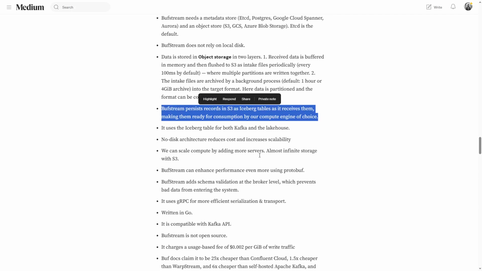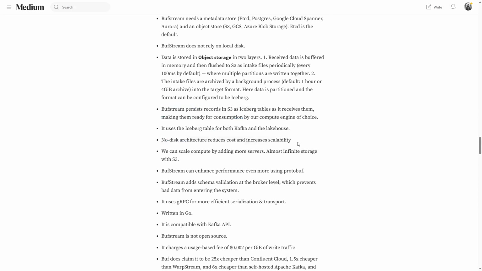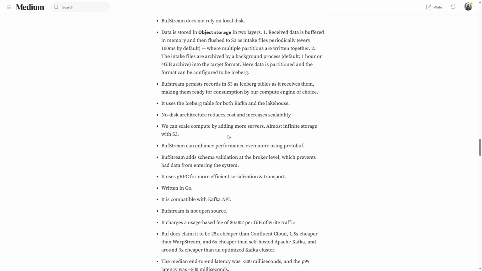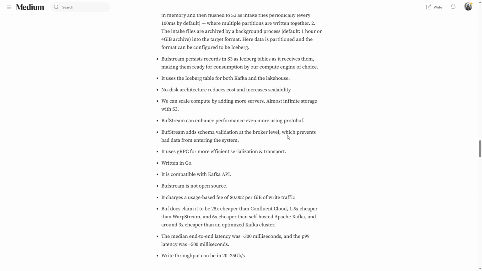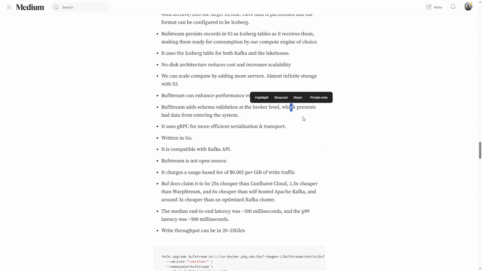So here also there is no disk architecture, so we can scale up and scale down the brokers independently. It is fully Kafka compatible, so we can simply do a replacement of Kafka using this. Also, there are two unique things present in this solution. Bufstream treats the schema as a first class object in Kafka, and the brokers can do schema validation themselves.